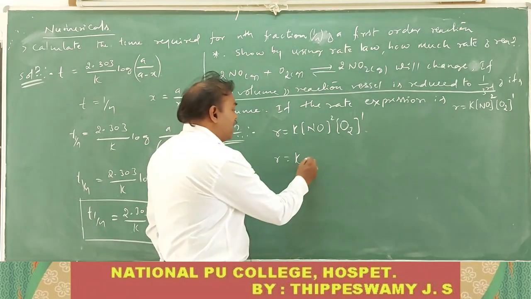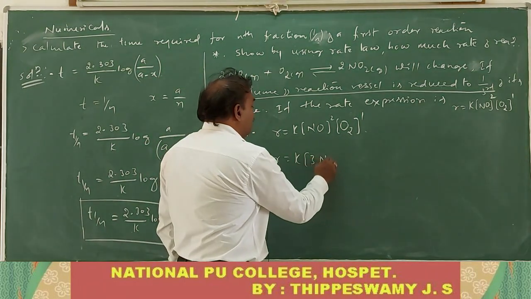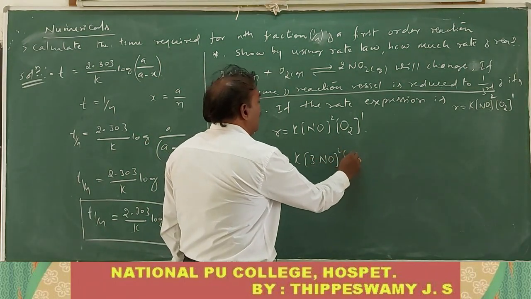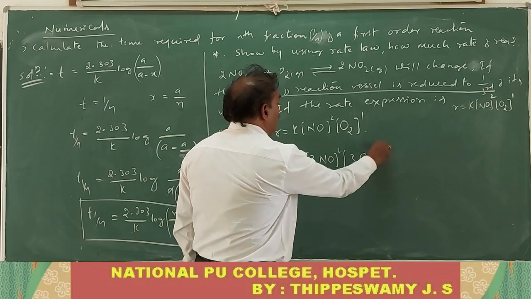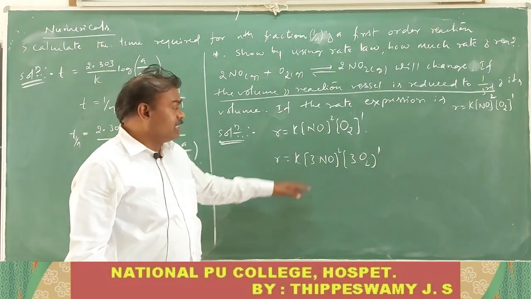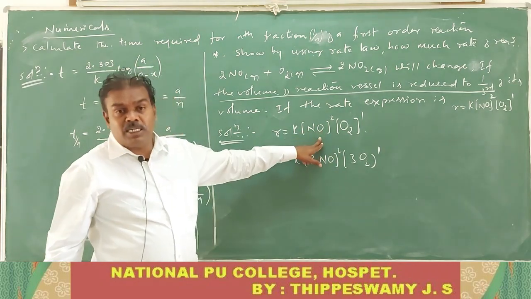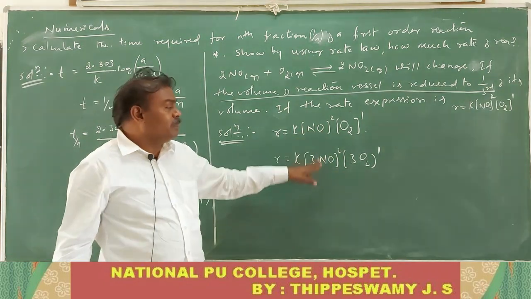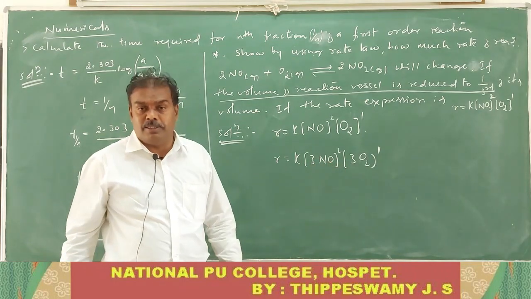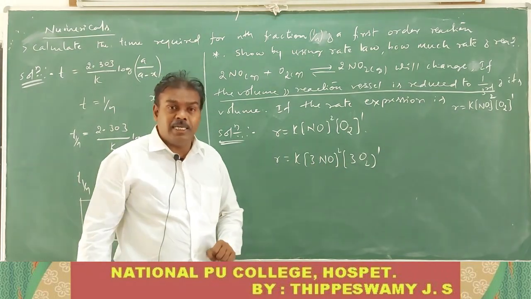So we can write 3 times NO to the power 2 and 3 times O2 to the power 1. This is the increase in concentration of reactants. When the volume is reduced to 1/3, the concentration will always be increased. In that way you can understand the question.